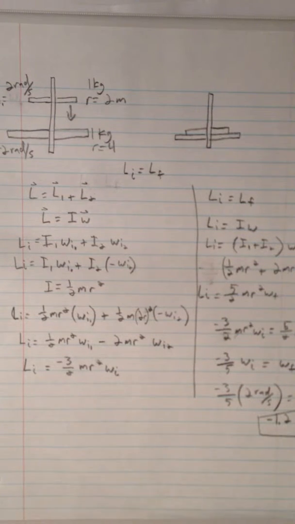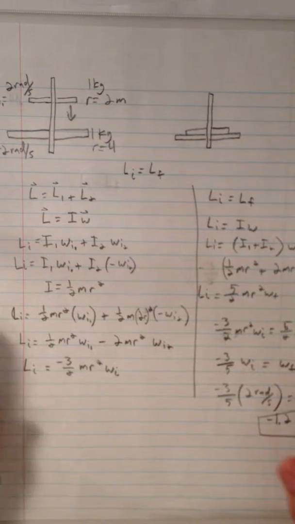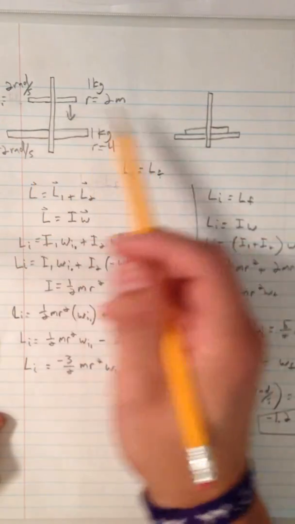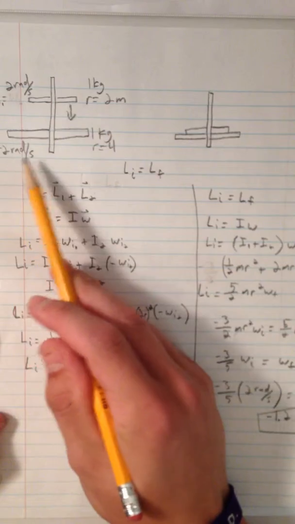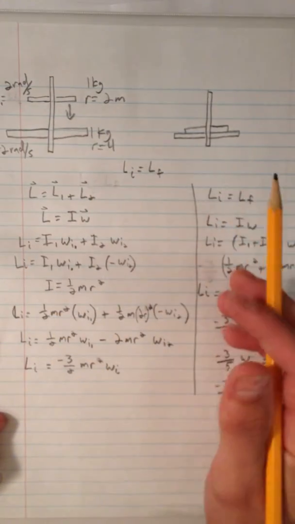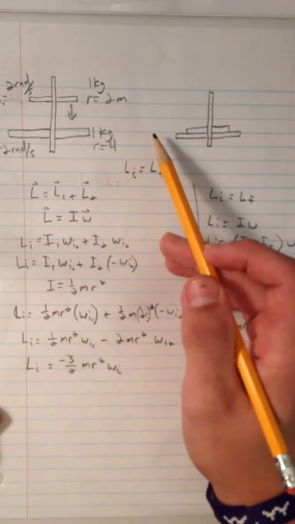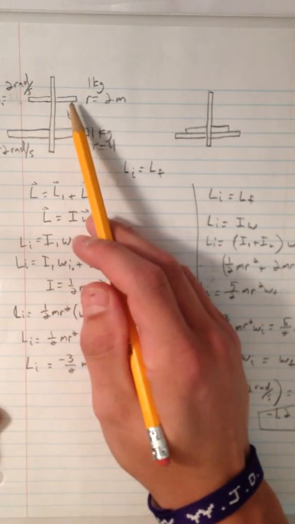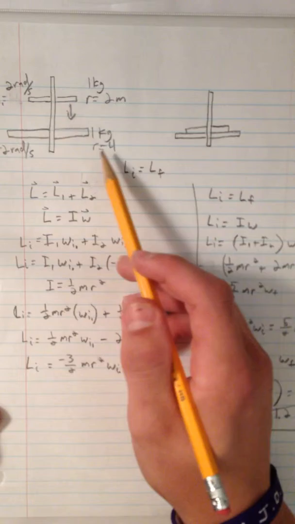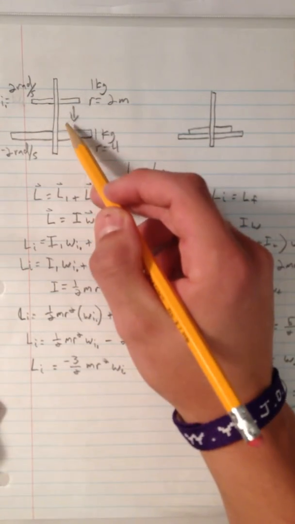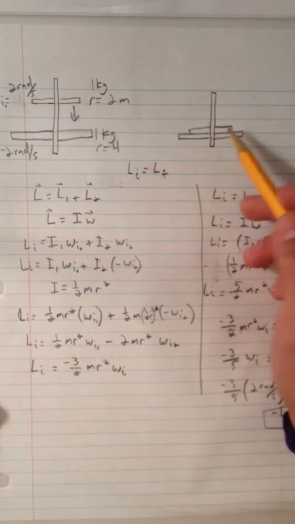Okay, so we have two gears. One is spinning at 2 radians per second in the positive direction, and one is spinning at 2 radians per second in the negative direction. Both gears weigh 1 kilogram. However, this one's radius is 2 meters, and this one is 4 meters. Now, this gear is falling, and it eventually connects with this one.